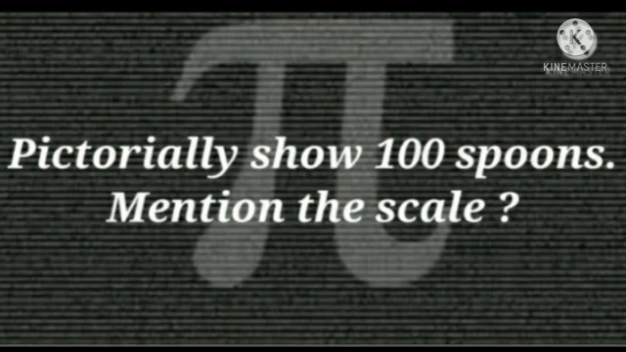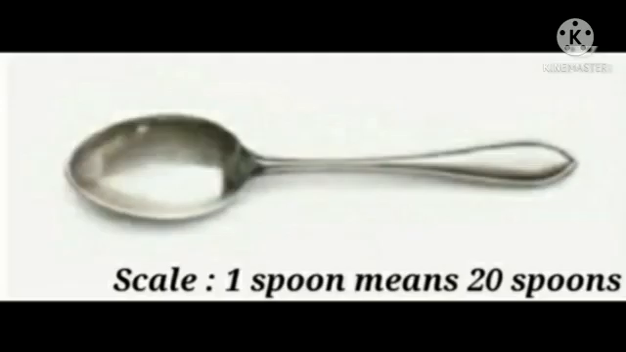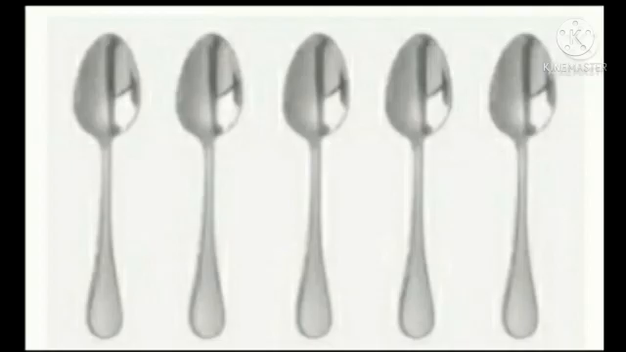Pictorially show 100 spoons and mention the scale. So first we will write the scale. In this picture you can see 1 spoon. The scale we have taken as 1 spoon means 20 spoons. So 100 divided by 20 gives you 5. So here we will arrange 5 spoons in a row.